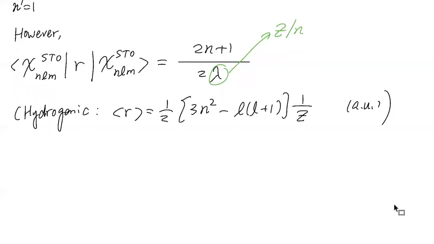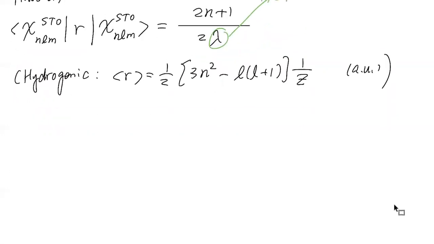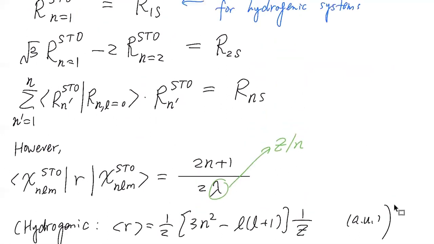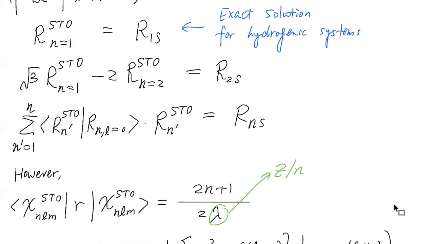So you see, the expectation value given by a Slater type orbital is not quite physical. Yes, you have n squared behavior because λ is Z over n, but it's not quite right. So of course, you should not use a single Slater type orbital. You should use a linear combination, as what we have previously illustrated here. We have this three example here.